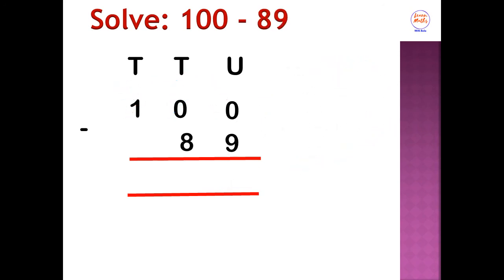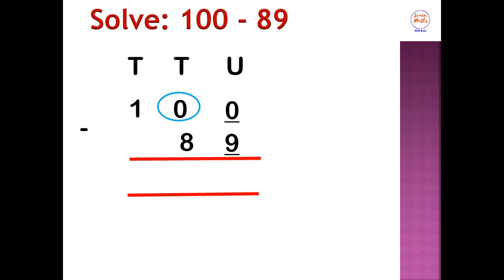So let's solve 100 minus 89. This is our last example. So let me give you 10 seconds to solve it. Then we'll do it together. So 10 seconds is up. I'll just follow the same procedure I followed for every other question. 0 minus 9 is impossible. So what do we do?